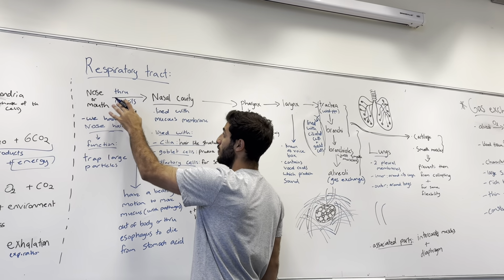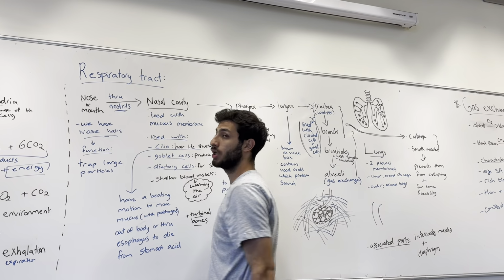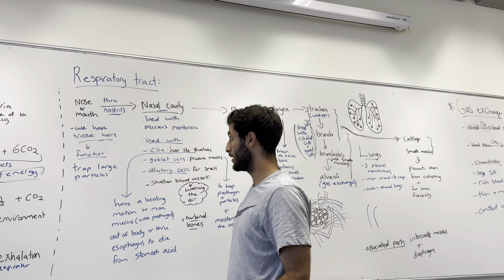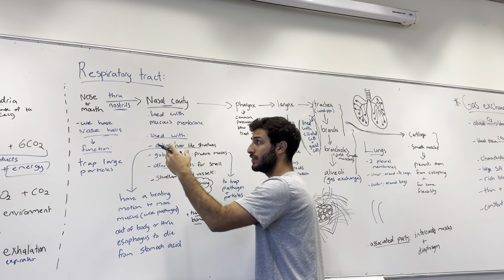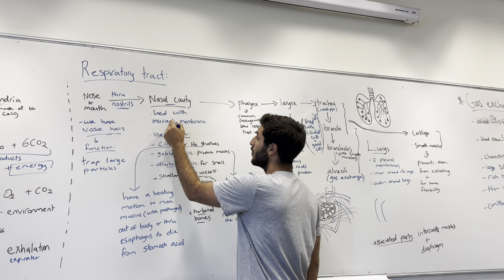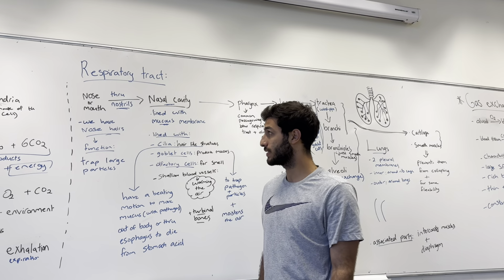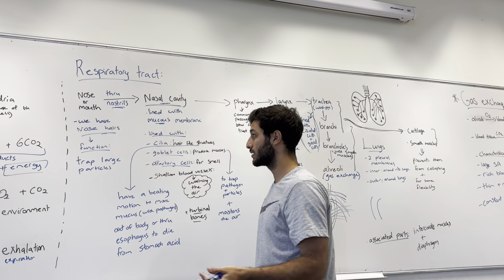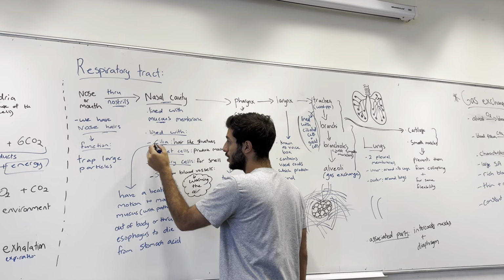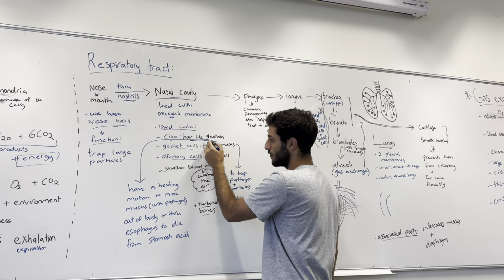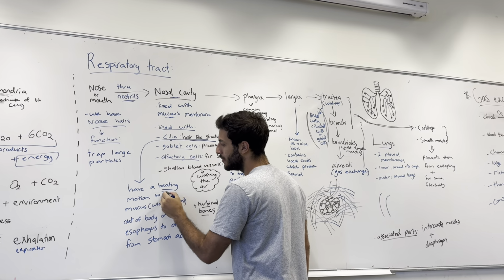Air then moves through our nostrils into the nasal cavity. Now what is the nasal cavity? The nasal cavity is a cavity that separates the nose and the mouth by a soft palate, and it is lined with a mucous membrane. What does that mean? Inside this mucous membrane, we have different types of cells. We have cilia. What are cilia? Cilia are hair-like structures, and their function is a beating motion.